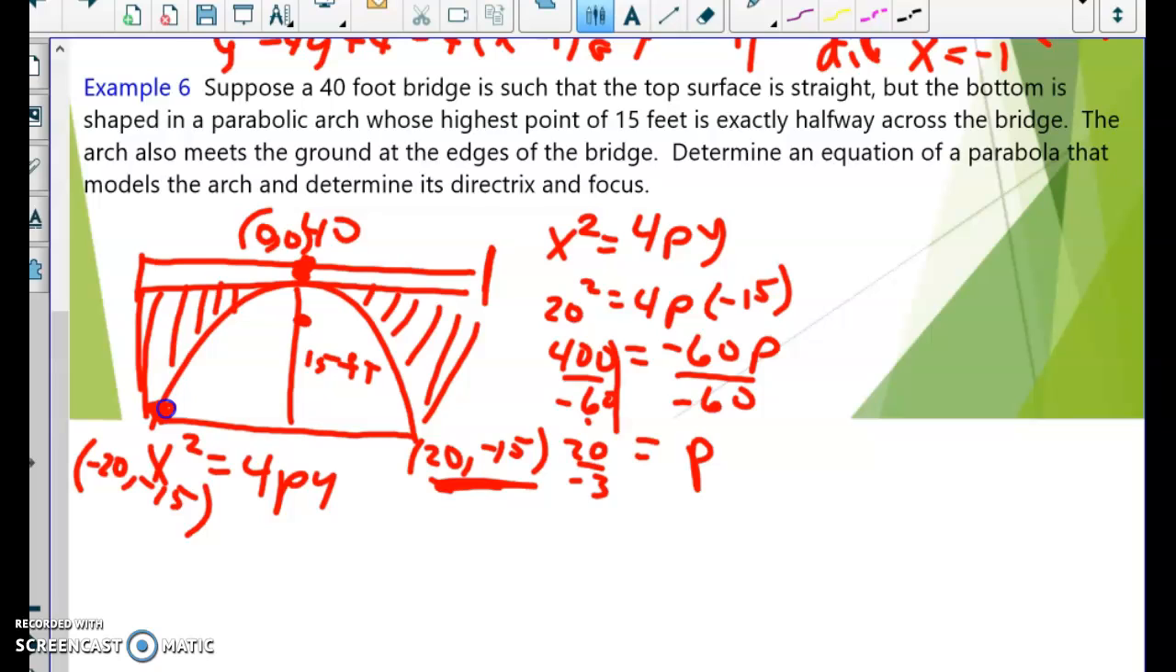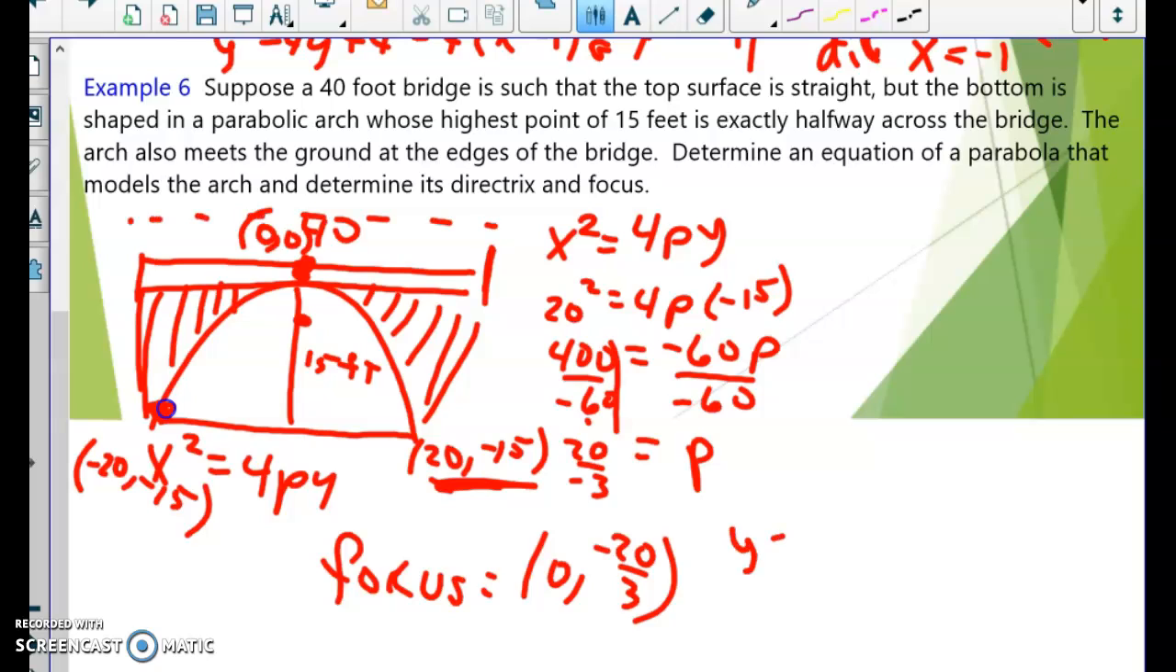I know that my focus is going to be at (0, p), and I know that my directrix, which would be up here someplace, would be at y equals -p. And what else do I need to find? Determine the equation of the parabola. So my equation of the parabola is going to be x squared equals 4 times p, which is negative because it opens down, times y. So there's my equation of it.